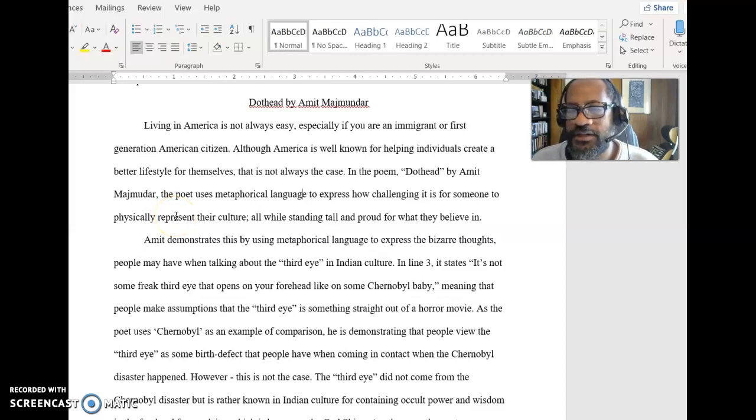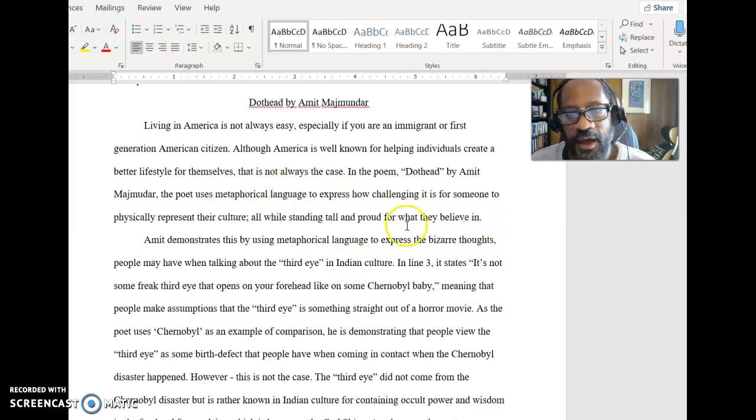You can maybe rephrase that differently, but I think the idea is that there is a dot on the head, and that's being physically represented, and so it's difficult, how challenging it is to represent that culture in some kind of physical way, all while standing proud for what they believe in, right? And we can see that that's what's happening in the poem, is that the poet is standing proud for what he believes in, right? He refuses to let the other kids make fun of him.